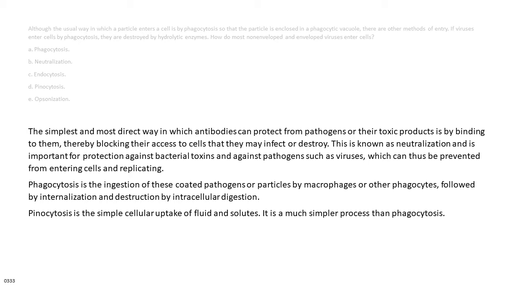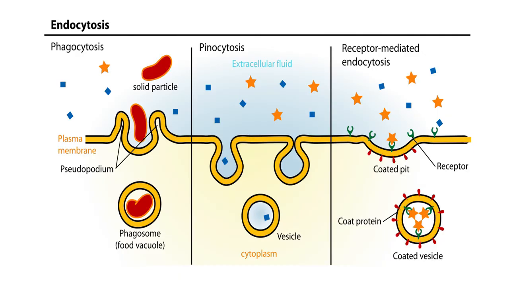This is known as neutralization and is important for protection against bacterial toxins and against pathogens such as viruses, which can thus be prevented from entering cells and replicating. Phagocytosis is the ingestion of these coated pathogens or particles by macrophages or other phagocytes, followed by internalization and destruction by intracellular digestion. Pinocytosis is the simple cellular uptake of fluid and solutes. It is a much simpler process than phagocytosis.